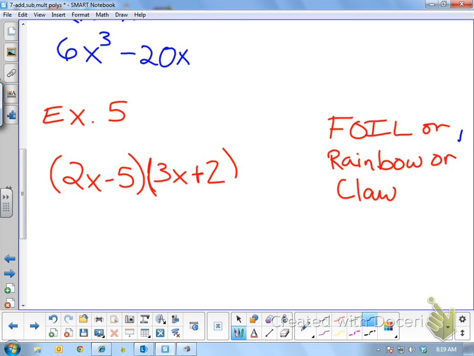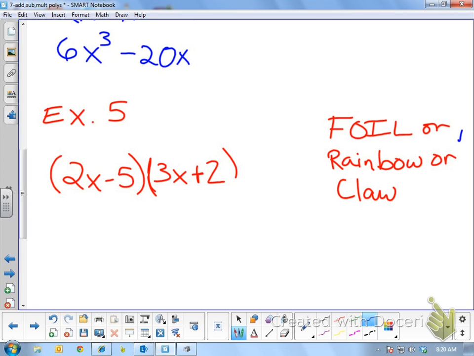So now we have, again, more things we're multiplying. The only difference with multiplying is how many times you have to multiply. Now, the process we use to multiply this out is called by a couple of different names. Your teacher may have called it FOIL in the past, the rainbow method, or the claw method. Those are just names to help us remember how to multiply this out. But it's basically still just distribution. You just have to distribute a couple of times.